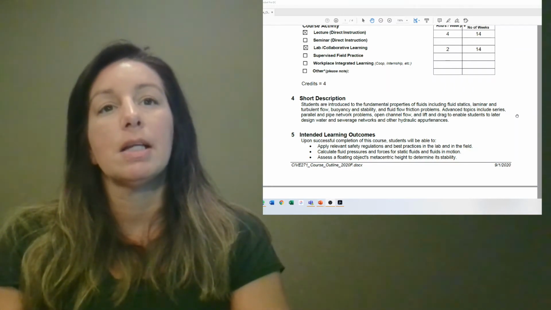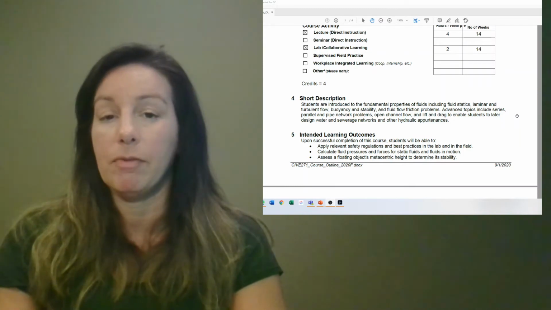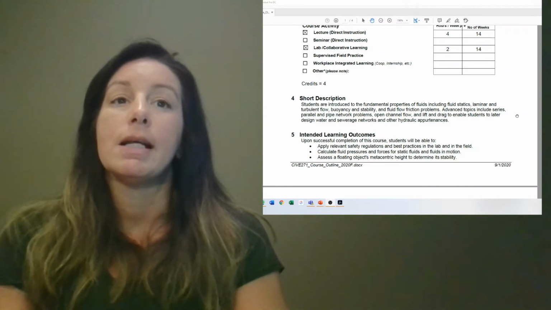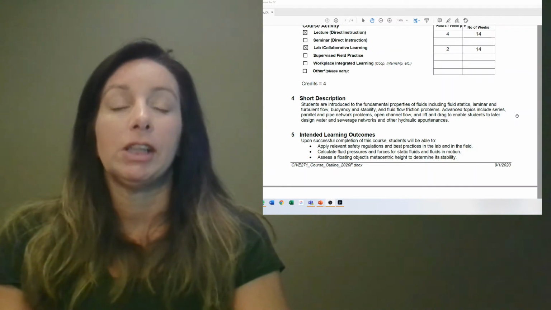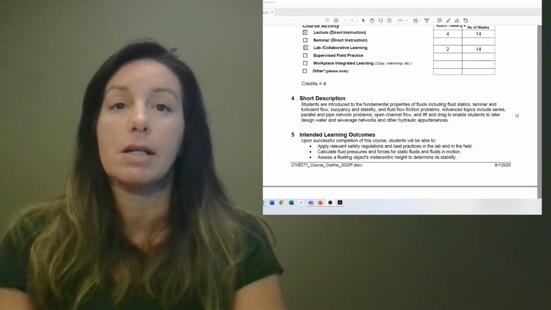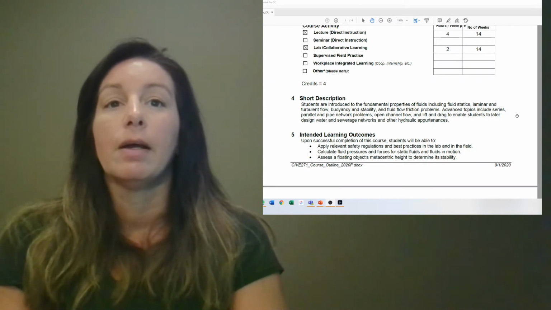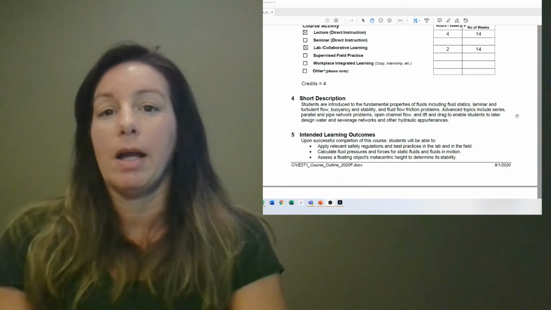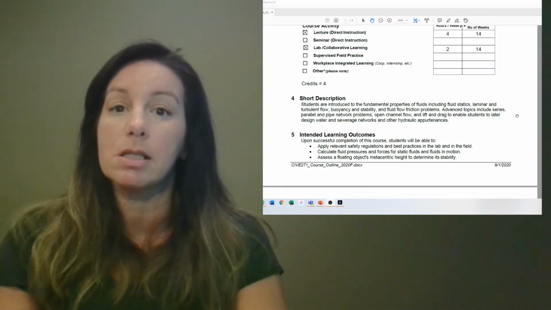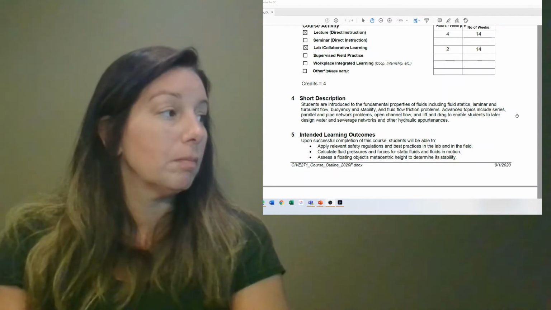So, a little short description about what we're doing. We're going to be introduced to the fundamental properties of fluids, including fluid statics, so when the fluid's not in motion, laminar and turbulent flow, buoyancy and stability, fluid flow friction problems. There are also some advanced topics: series and parallel pipe networks, open channel flow, lift and drag. And why are you doing this? It's so that you can mainly do water and sewer design and other hydraulic calculations.